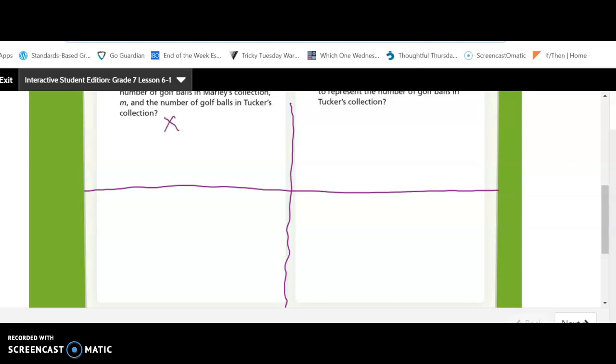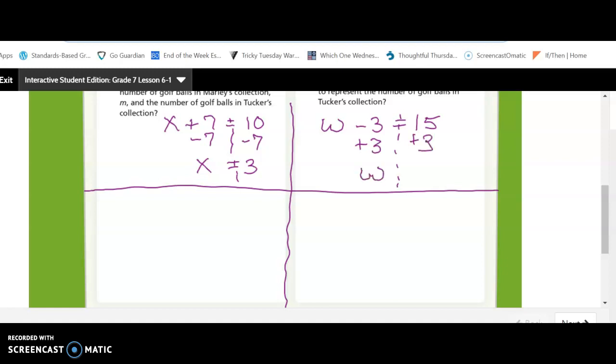So we practiced yesterday that if we have an equation with an addition sign in it, we can undo that addition by subtracting. So the opposite of +7 is -7, and x equals 3. We looked at the opposite of subtraction being addition, and the opposite of -3 is +3. And so W would equal 18.